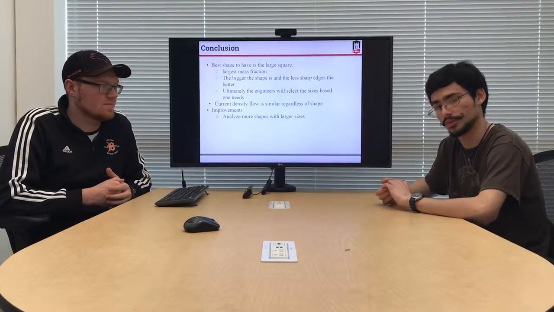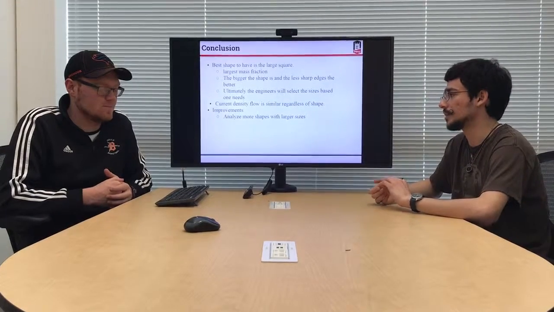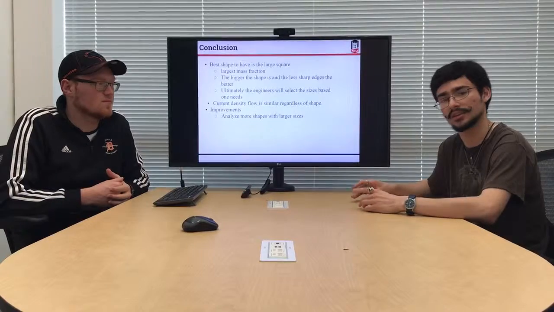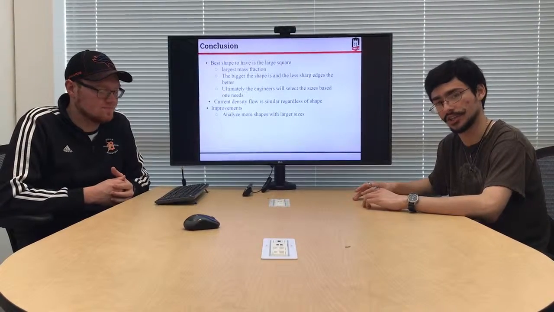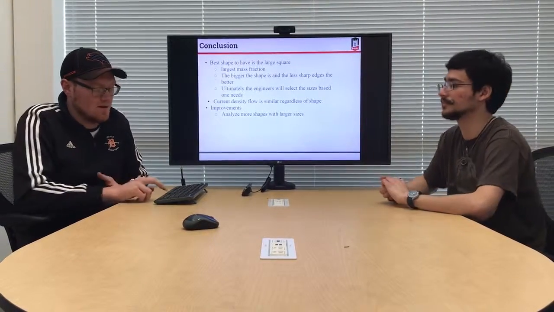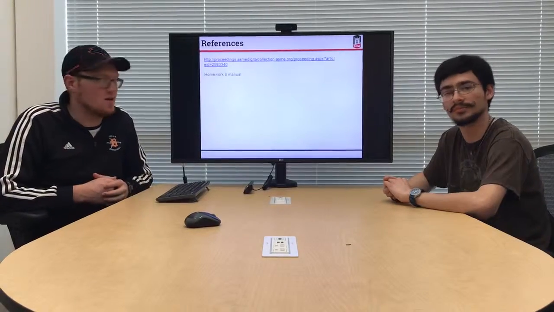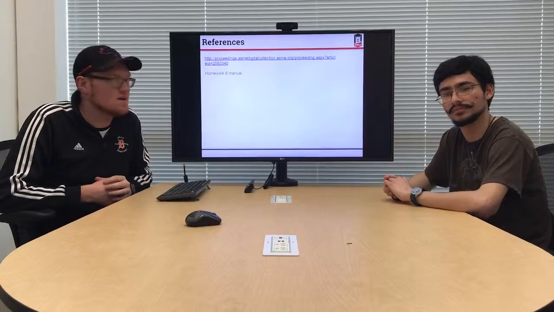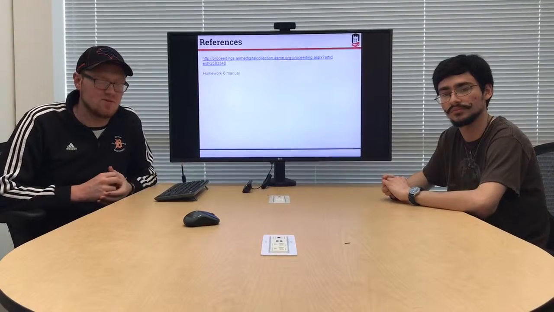Some improvements that we would have made to this project were to analyze more shapes in the channels, as well as maybe increase the size overall to see how mass fractions would change throughout the channels. Here's the references we used. This is one that gives a little bit more information about fuel cells, and then we used the homework 6 lab manual.